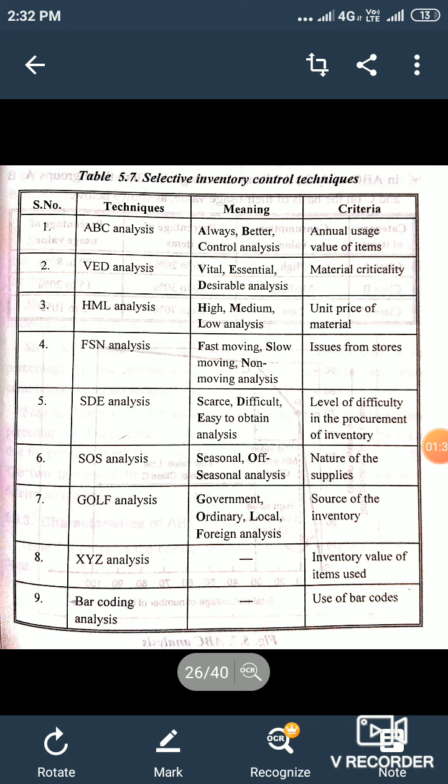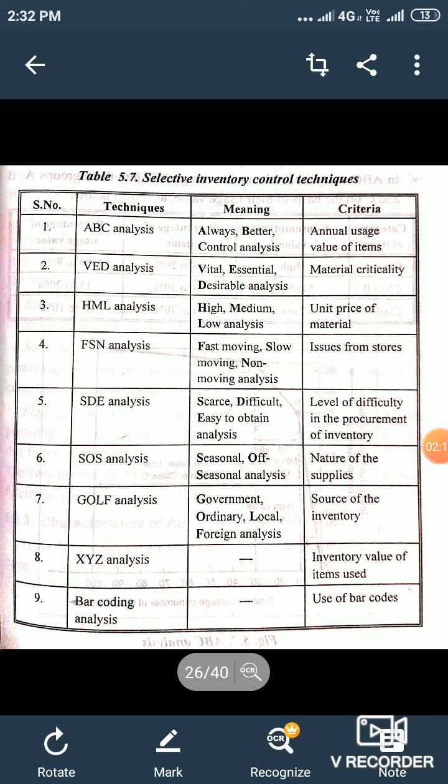There are many techniques for selective inventory control. The main classifications are given below. First one is ABC analysis, always better control analysis. ABC analysis helps the management to concentrate its efforts on high valued items. The criteria of classification of inventory is based on annual usage value of items.